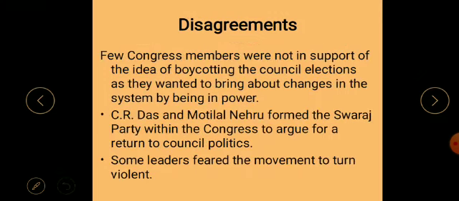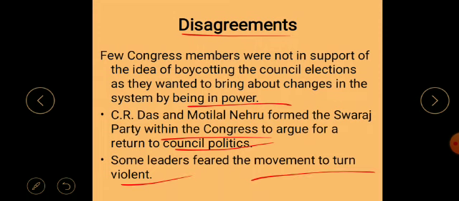Then as far as the disagreements are concerned, a few Congress members were not in support of the idea of boycotting the council elections, as they wanted to bring about changes in the system by being in power. C.R. Das and Motilal Nehru formed the Swaraj Party within the Congress to argue for a return to council politics. And some leaders feared the movement would turn violent.